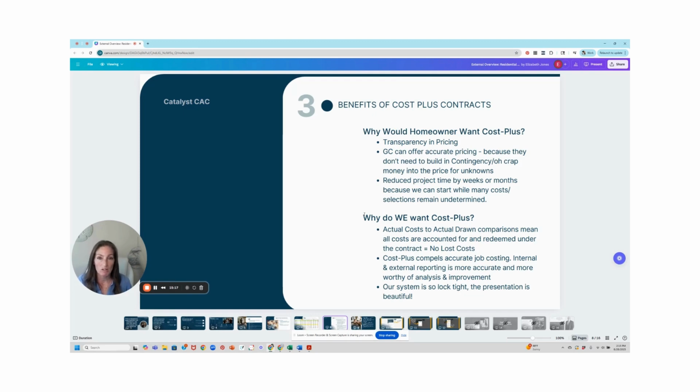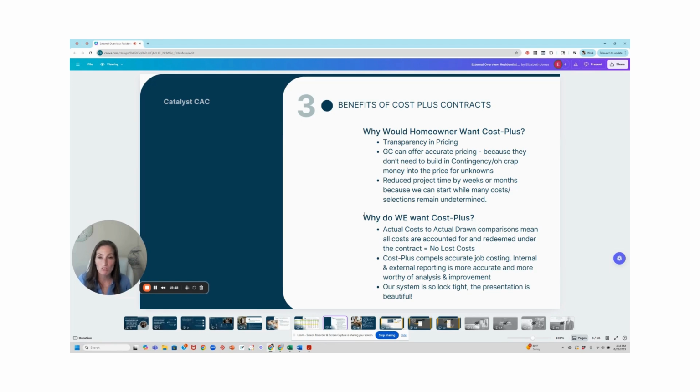But having transparency in the pricing and having an actual cost attached to every single cost that's in the budget that they're paying on their draw is priceless. The GC can offer a more accurate price. Because you don't have to build in that contingency, that "oh crap" money, into the price for all of the unknowns, you can actually give what you believe to be an accurate price for building their home.